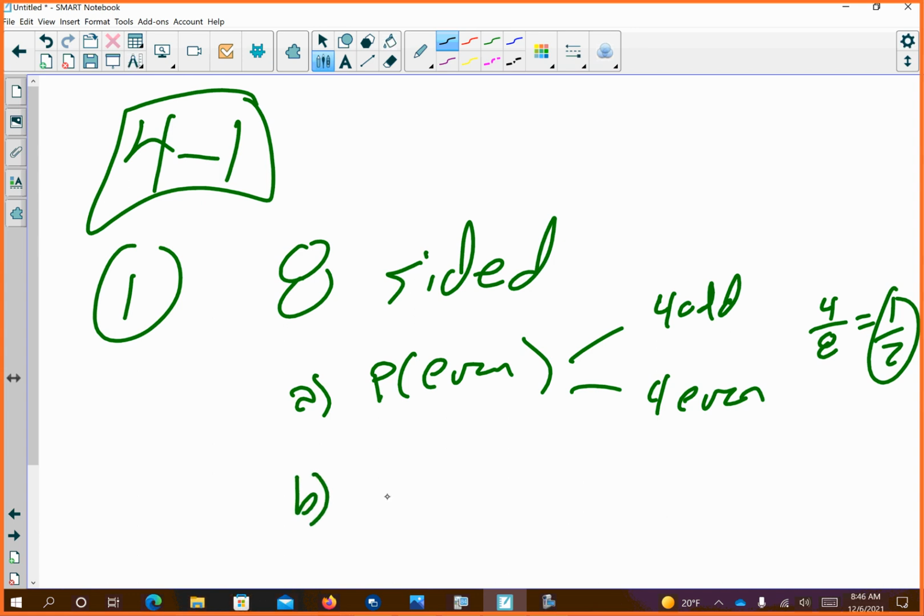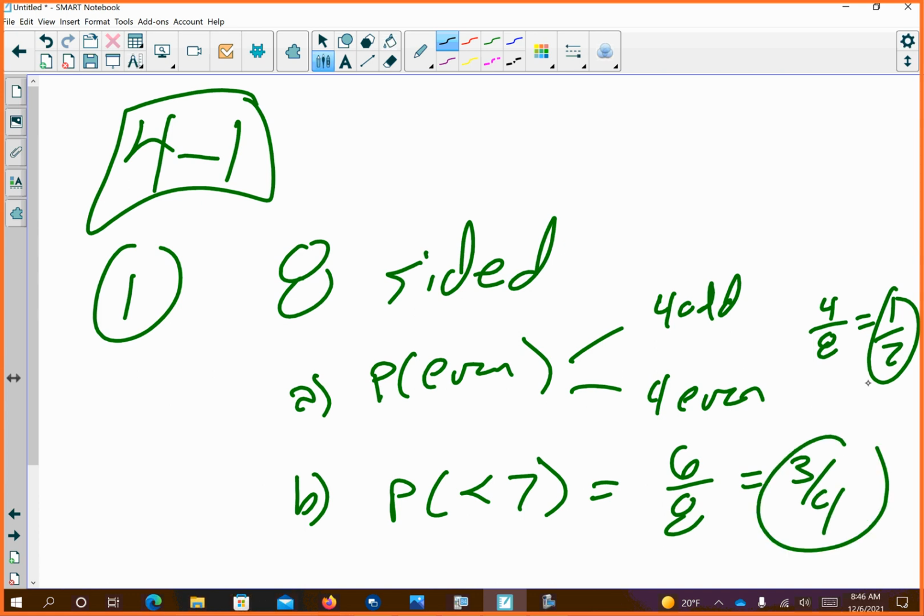And then B, what is the probability you roll less than 7? So that means we're not including 7. We're just going less than 7. So 1, 2, 3, 4, 5, 6. So that would be 6 out of 8, which is 3/4. When should you switch one of these to a percent? It doesn't really matter. This is a review we started on. I'm going over 4-1.